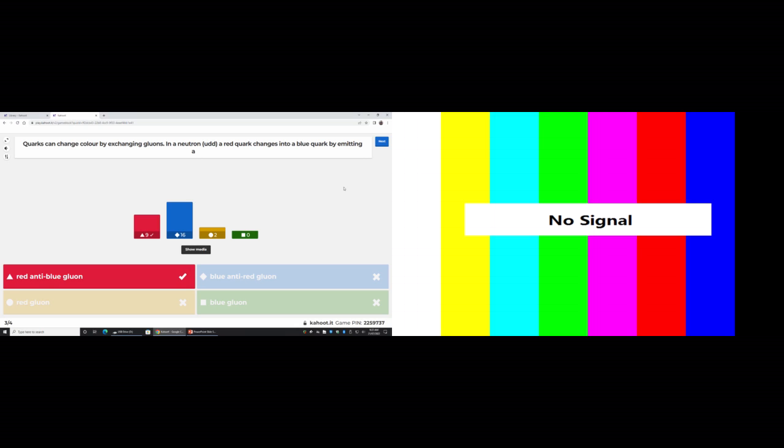In my head, I had that down as blue anti-red as well. We've got to get rid of our red charge. We start as red and we want to turn into blue. We've got to get rid of our redness. So we've got to emit a red. And if we want to become blue, we've somehow got to keep everything balanced. And so we've got to emit an anti-blue as well. Right, well done to those who went for triangle.